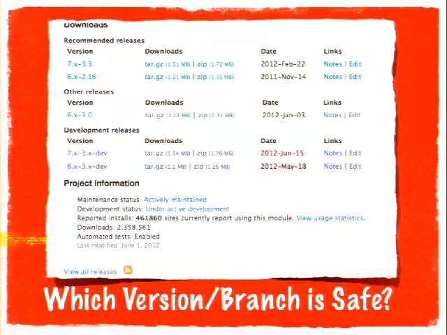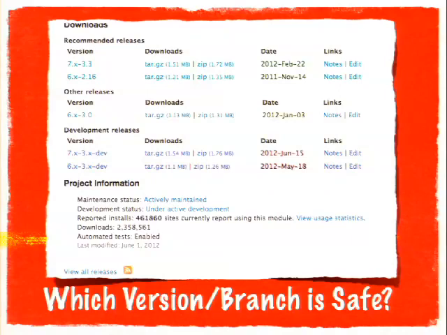And then there's other releases. And so Views is a really interesting case, because Views has a 6.2 release and a 6.3 release. And the 6.2 release is marked as the recommended release, and the 6.3 release is marked as another release, but it's not an alpha or beta, it's a full release. So it says that's a production-ready release, it's an alternative.